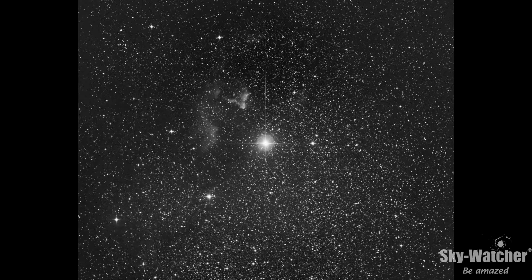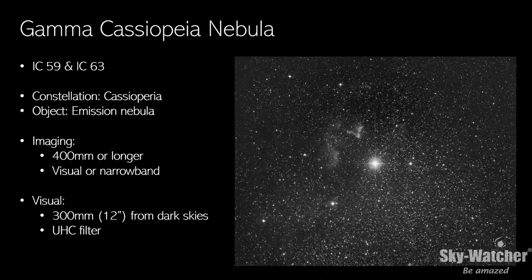This is a favorite of mine that's also coming up. It's in Cassiopeia. This is the bright star Navi in Cassiopeia. It's the center star. But you have these two faint little ghosts of nebulas in here, and this is known as the Gamma Cassiopeia Nebula, or IC 59 and IC 63. They're emission nebulas. You can do really well with 400 millimeter or longer. If you shoot them at longer focal length, you get some image scale.